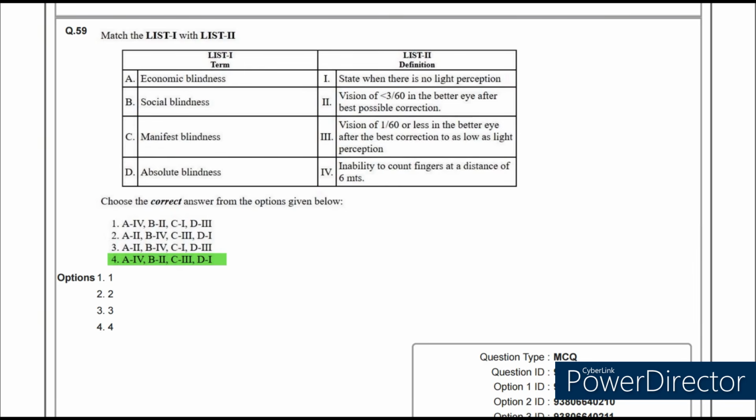Now coming to question number 59, which is a repeated previous year question on types of blindness and their definitions. The correct sequence should be A4, B2, C3 and D1. Always remember, economic blindness is the inability to count fingers at a distance of 6 meters, and absolute blindness is nothing but the state when there is no light perception.